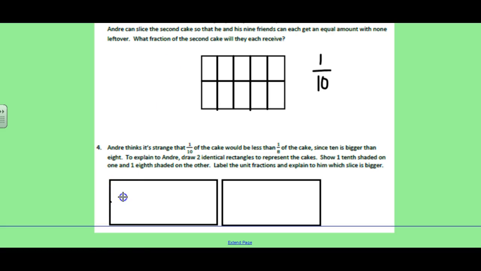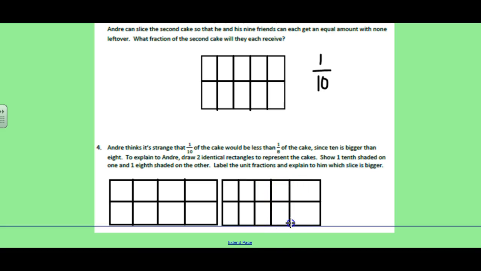And I'm going to cut them both down the middle because we want them to look very similar. And since one of them needs to have 8, I'm going to have to cut one into 8 different parts. And I'll have to cut the other one into 10 different parts, just like what we did on that cake just now. And then we're going to have to shade 1/10 and we're going to have to shade 1/8. So I'm going to fix my lines to where they're more equal parts.